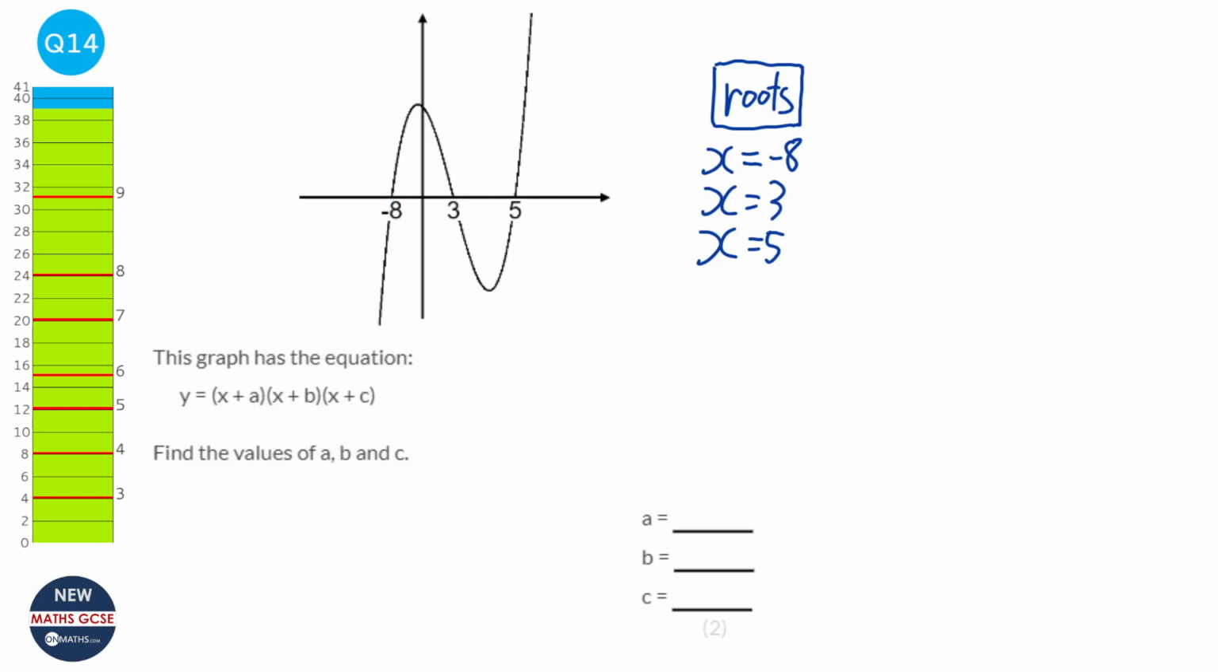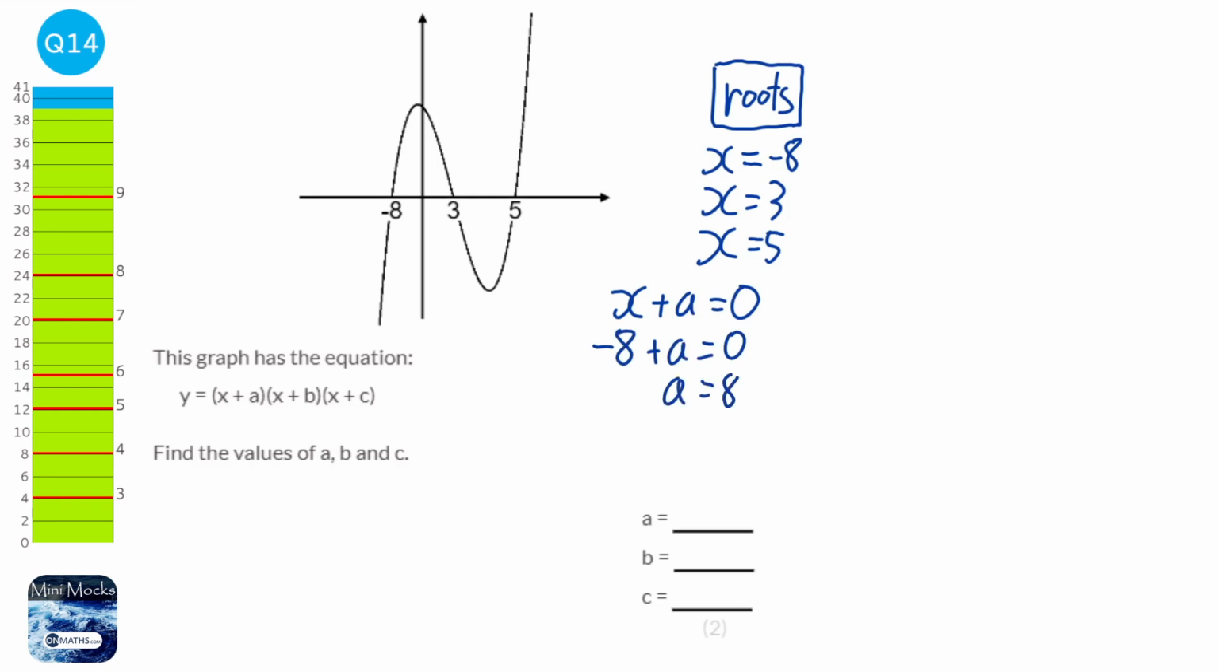And the only way to get to 0, looking at this, is if one of these brackets is 0. So we're going to say, okay, well, let's have a look at the first one, x plus a. Let's get that equal to 0. So we're going to put in the first root in there. We're going to say -8 plus a equals 0. Add 8 both sides. A must equal 8. So if a equals 8, then the whole thing will equal 0. That's the first root done.